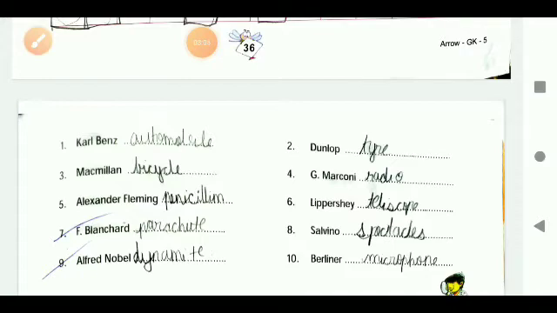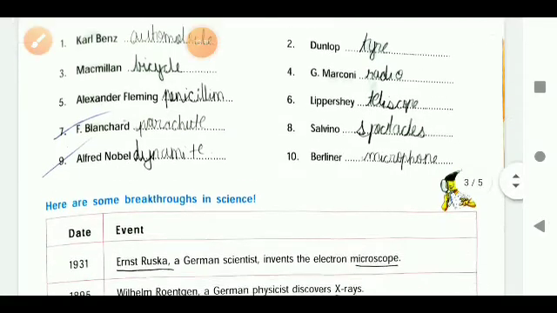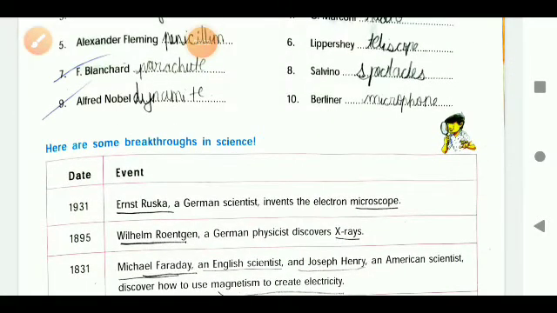Then Macmillan. Here you have to write bicycle. Alexander Fleming. His invention is penicillin. So you have to write penicillin. Then Salvino. His invention is spectacles. Then Berliner. His invention is the microphone. In this way you have to study all the inventors and inventions from this lesson.